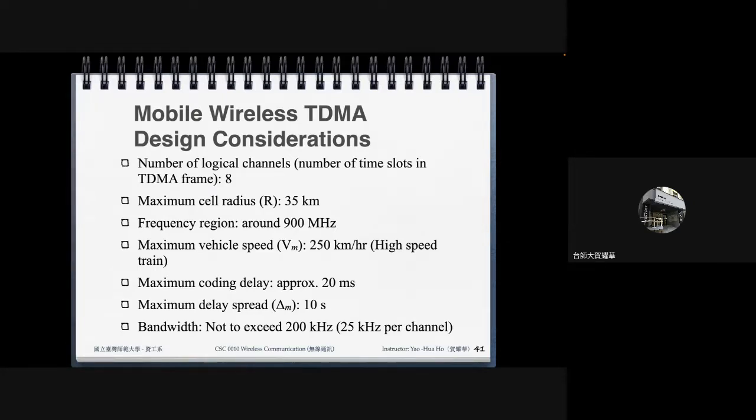So when you design wireless mobile phones with time division multiple access, a number of logical channels are divided from the physical channel. In the second generation cell network, they divide a number of logical channels per physical channel. The maximum cell radius in the second generation is 35 kilometers. The frequency is around 900 megahertz. It can support vehicle speeds up to 250 kilometers per hour, such as on a very high speed train.